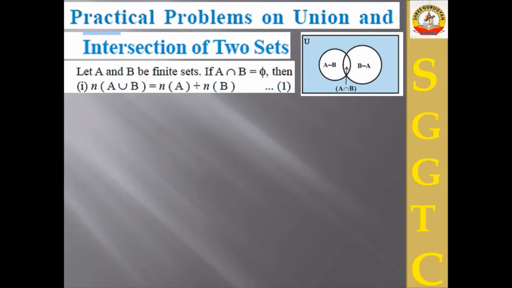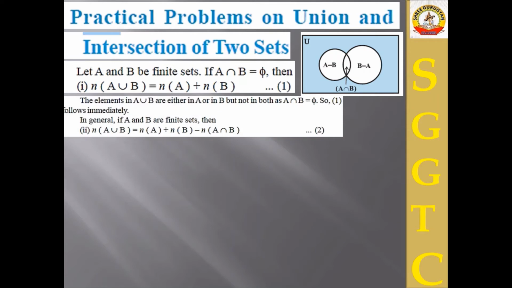A minus B and B minus A, and the area between is A intersection B. Yes, if the area between, A intersection B, is a null set, sure, set A and set B are separate. That's why you write n of A union B is equal to n of A plus n of B. Yes, next one.